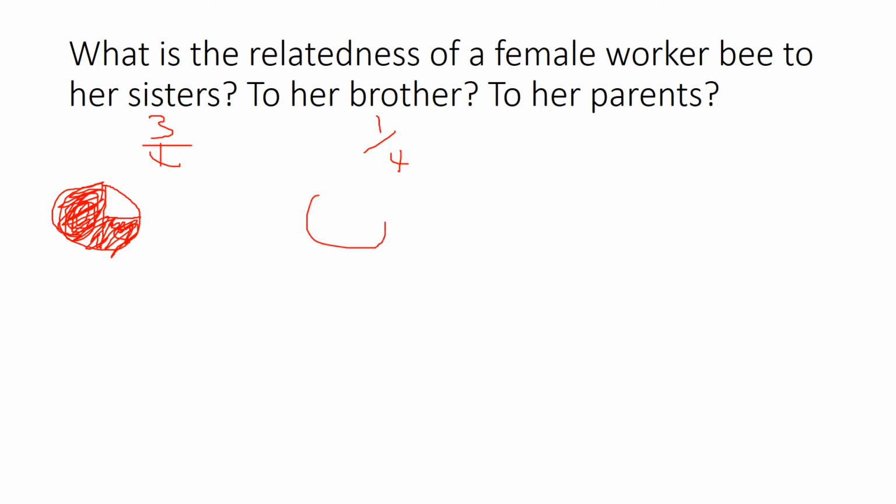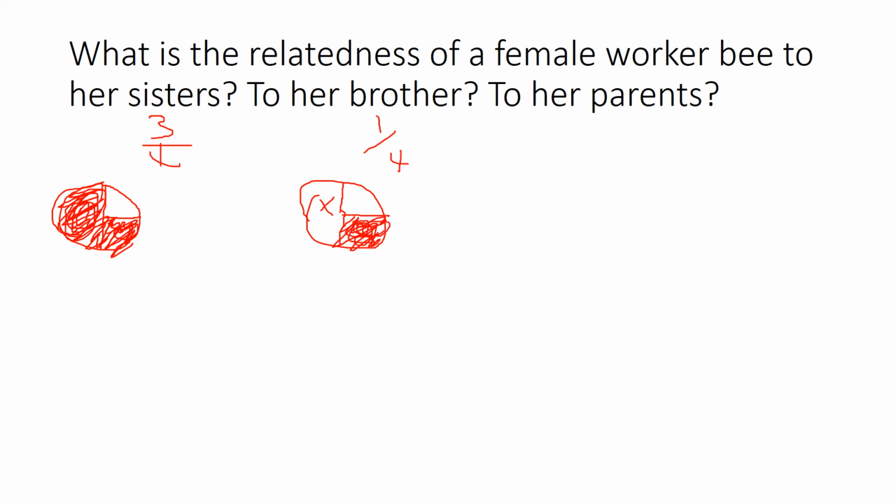So to her brother, she's going to only share 1/4 of her genes. And this is because of her diploid genome. Her brother is not getting any of the gametes from her dad. And her brother is only going to be coming from the mother. And so just like in this case, from that mother, they're going to share on average 50% of the remaining 50% of her genome, or 1/4 of her genome.